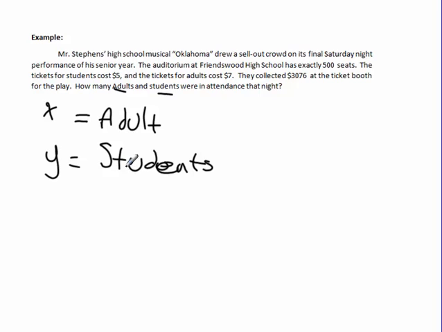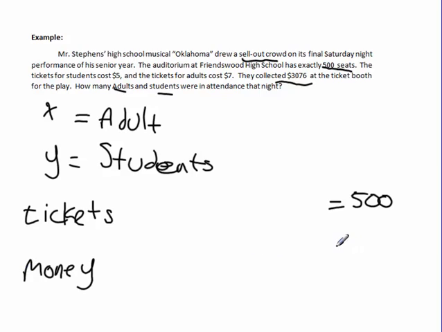Now, what are my totals? What kind of totals do I have here? Well, there are 500 seats, which means they sold 500 because it's a sellout crowd, so they sold 500 total tickets. So my first equation should be in terms of ticket sales, or total number of tickets, and here I know it's going to be 500. And then my second one, here they collected $3,076. So the next one needs to be in terms of money. My total was 3,076.